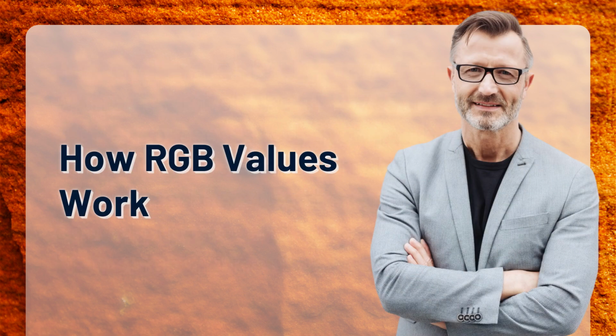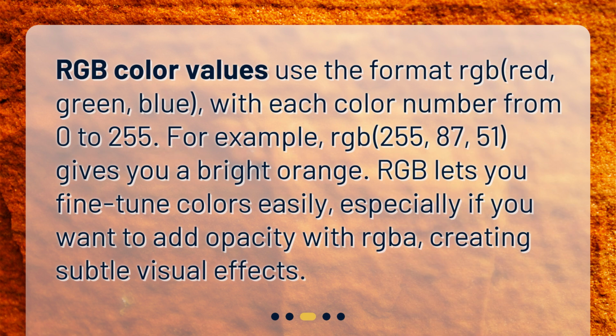How RGB values work. Red, green, blue, with each color number from 0 to 255. For example, RGB 255 87 51 gives you a bright orange. RGB lets you fine-tune colors easily, especially if you want to add opacity with RGBA, creating subtle visual effects.